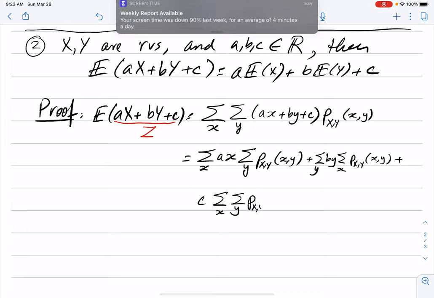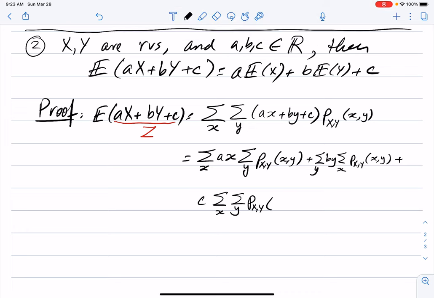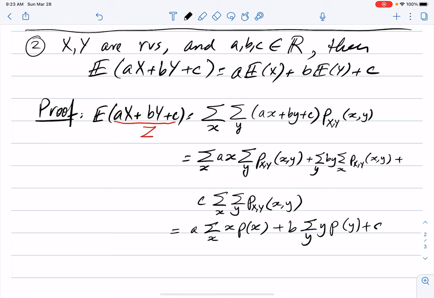So this will be xy and this term here. And if you simplify this, what you will get is that it is A, the sum over all x, x p of x, plus B, the sum over all y, y p of y, plus C. And this basically gives us the definition of expectation. If we look at this, by definition, this is A times E of X plus B times E of Y plus C. Okay, so this is the proof we can get for this theorem here.